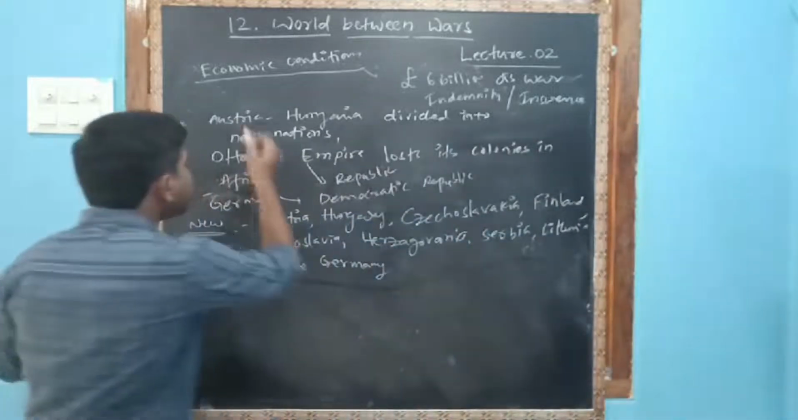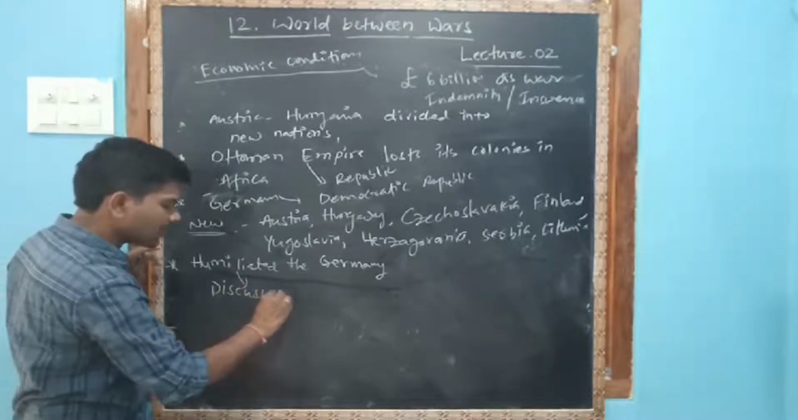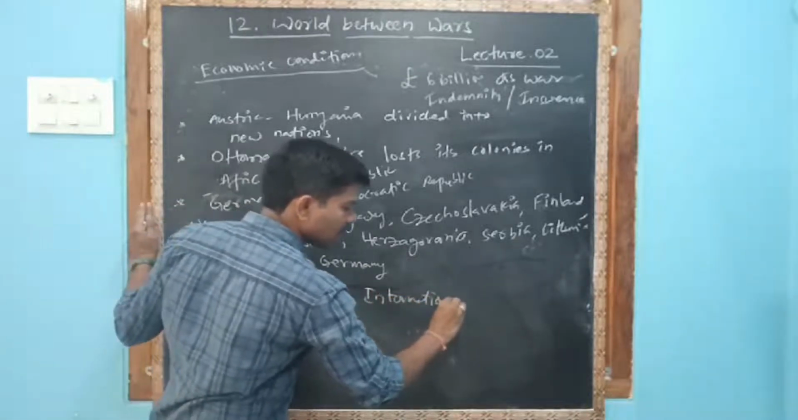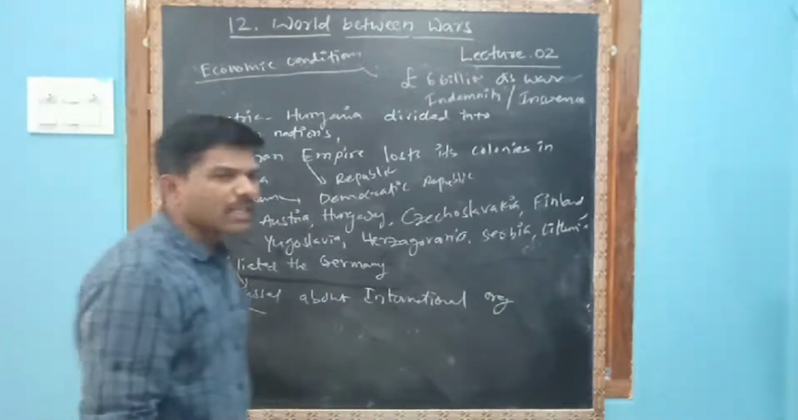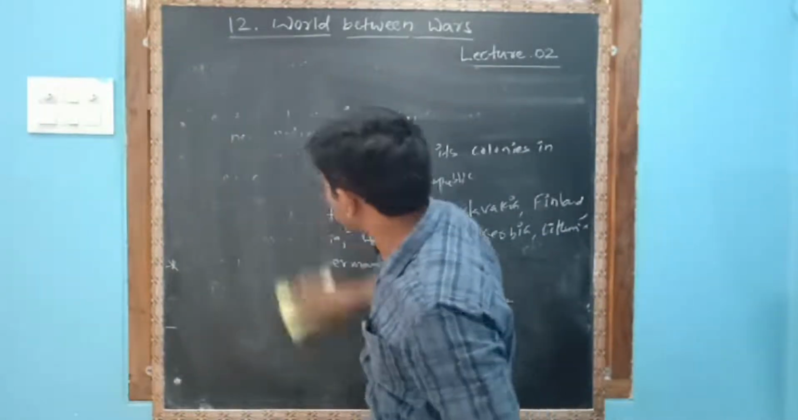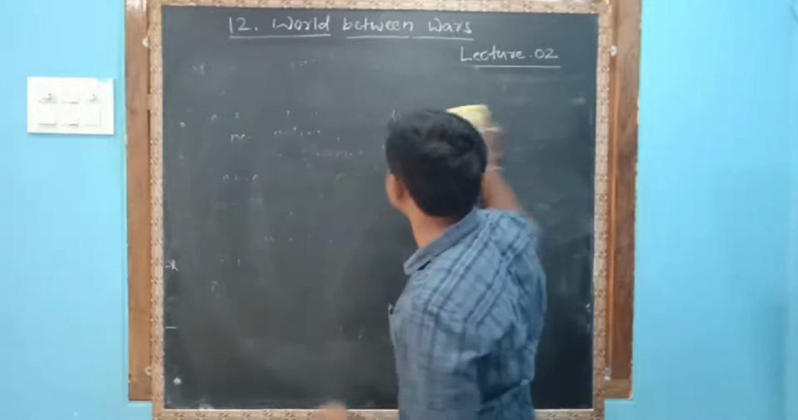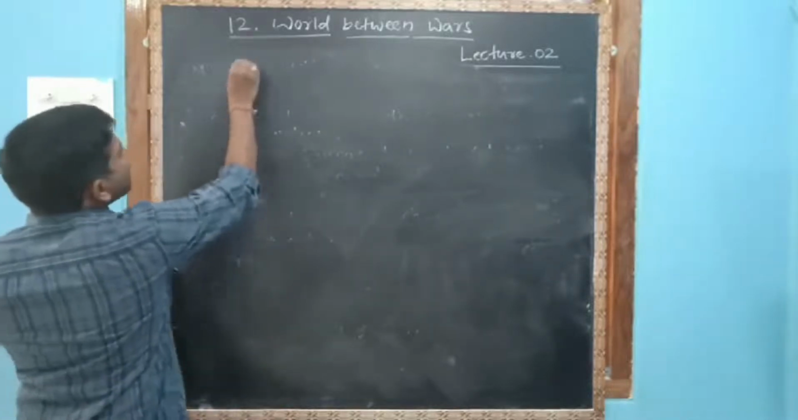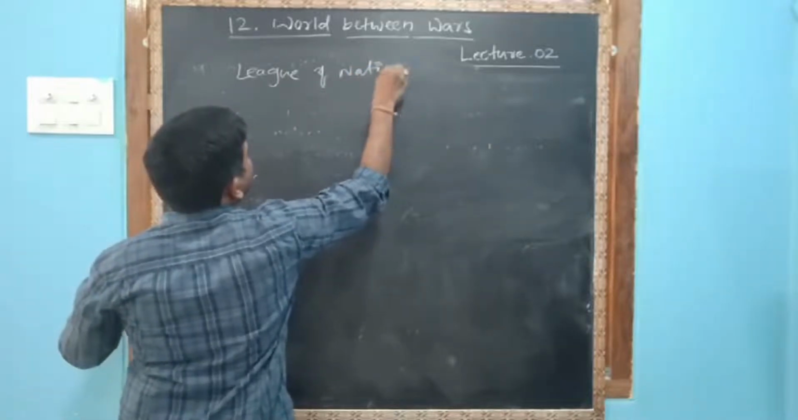Let us see, in the Treaty of Versailles they also discussed one international organization. After the discussion about the international organization, they set up one international organization to prevent wars and preserve peace. So what is that international organization? Let us see how that international organization worked, whether it succeeded or not. That is the League of Nations.